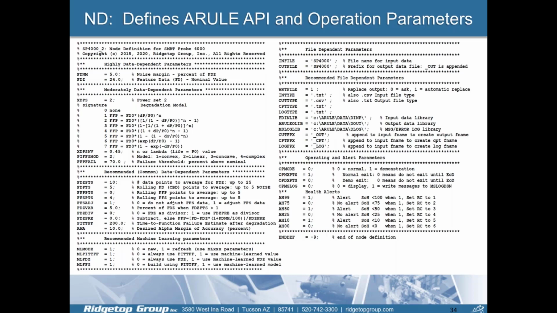Down at the very bottom, of interest to you, is the fact that there are alerts. For example, the AH99 says, issue an alert whenever the state of health falls below 100. Issue an alert at 75, 50, 25, 10, and functional failure. Next.